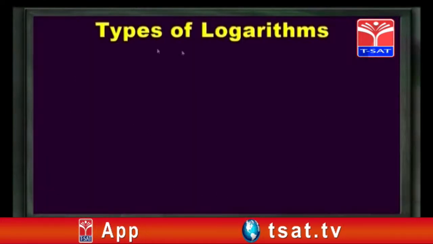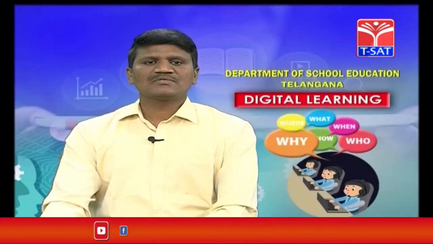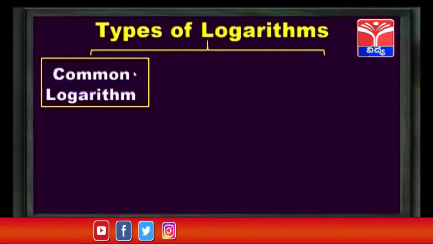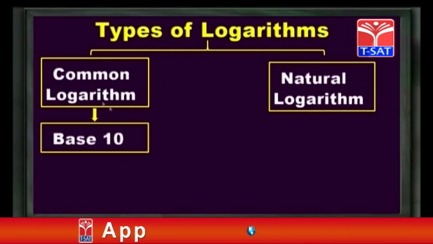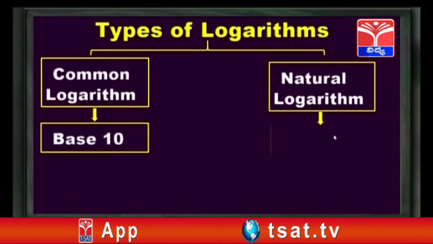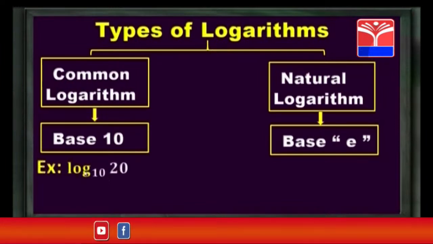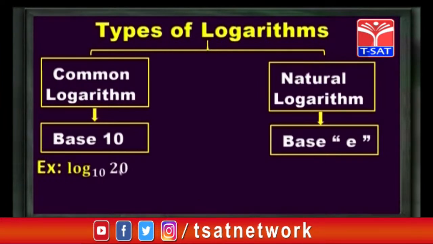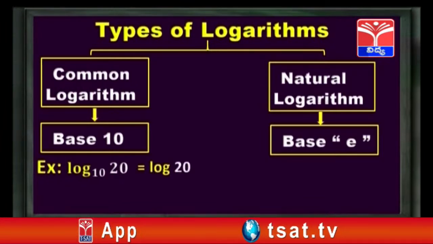Types of logarithm. Based on the base we will define the logarithms. There are two types, one is common logarithm and the next one is natural logarithm. If the base is 10, we say that is a common logarithm. If the base is e, then that is called natural logarithm. Example, log 20 to the base 10. If the base is 10, the logarithm is a common logarithm. If the base is e, the logarithm is called natural logarithm.